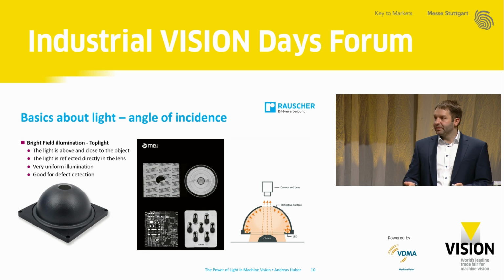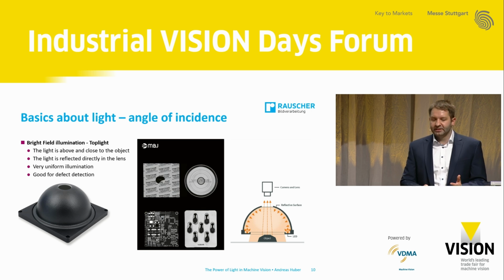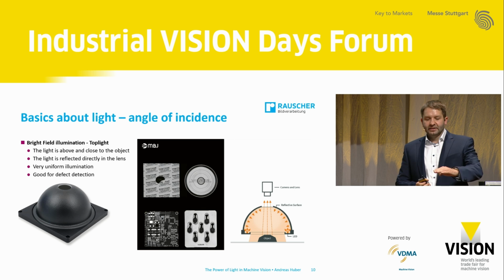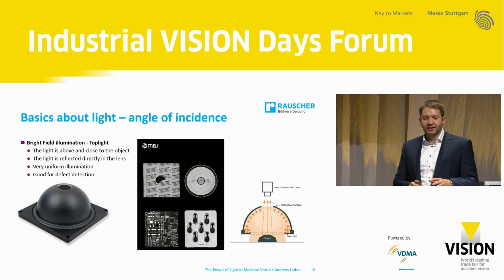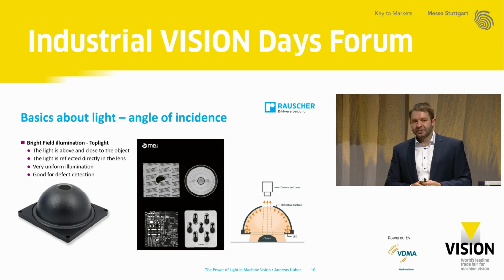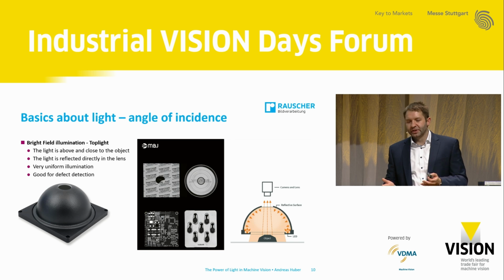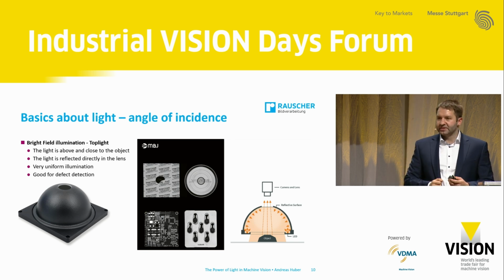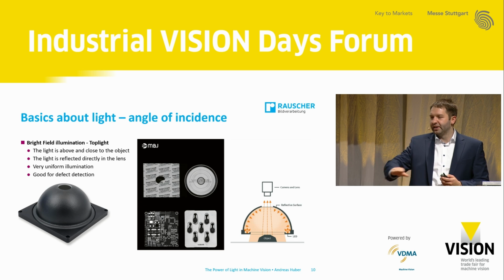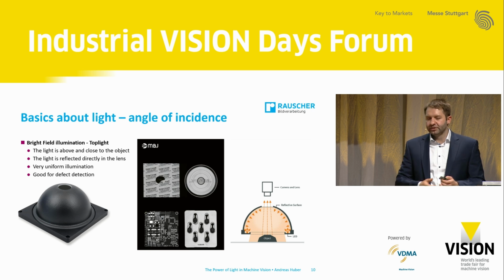So first of all, there is an example of a top light. It's a standard dome. The light is very, very close to the object and above. The light is directly reflected into our lens, which means you have a very, very uniform illumination, and it's very good for defect detection. On the right side, you can see the light beams hitting our object and being reflected into our lens, and you can have a good picture. In the middle you can see some examples. You see it's very, very bright, uniform illumination, and you can detect defects like holes or scratches.